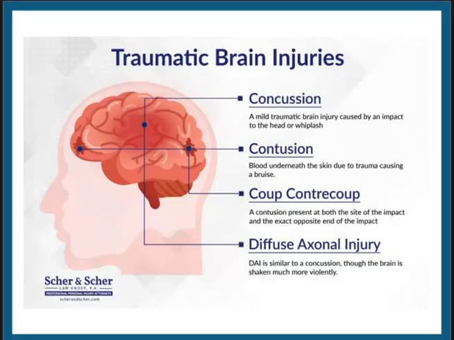So a concussion, a mild traumatic brain injury, so your Glasgow Coma Scale of 13 to 15. A contusion is blood that comes underneath the skin due to trauma that creates a bruise. Your coup contra coup, also called your acceleration deceleration, is a contusion that presents at both sides of impact.